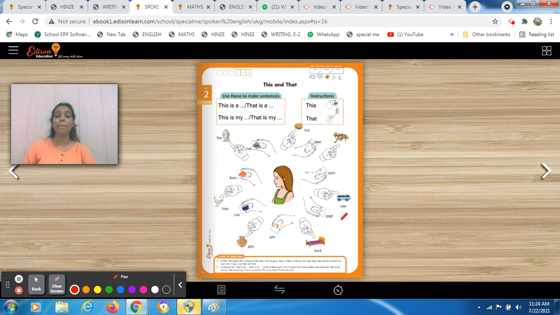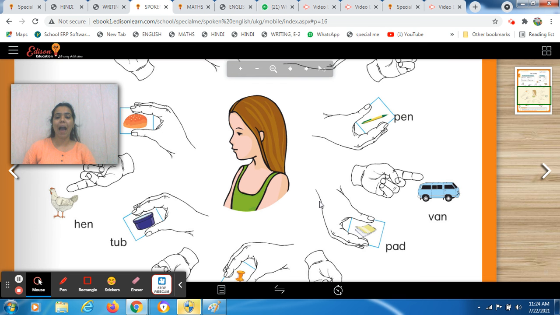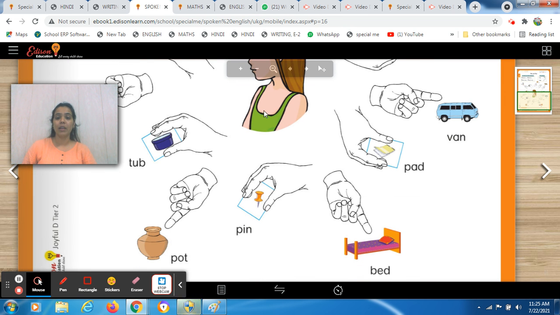This is a pad. Or you can say this is my pad, right? Where we will write the notes. Now see the next. That is a bed. ये क्या है? That is a bed. The bed is far away from her. Or if that bed belongs to her, अगर उसका bed है, so she will say that is my bed. ये मेरा bed है. Now see the next.